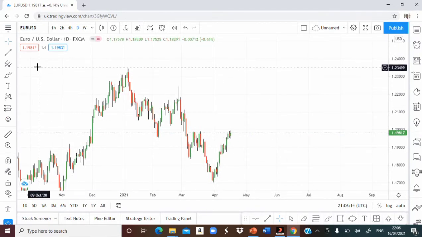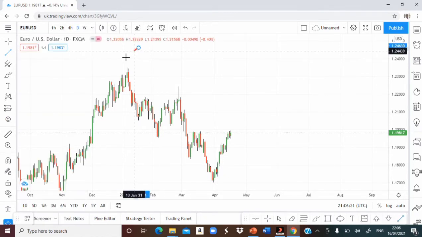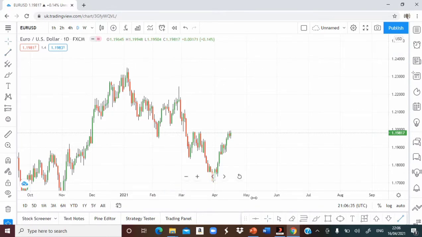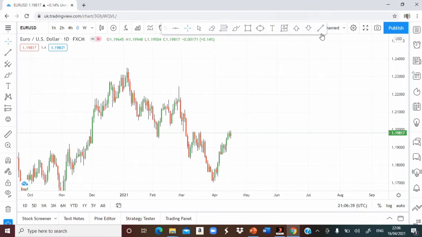Now remember, if you have not watched the video on trend line, please watch the video on TradingView. Let me have this on my favorites, trend line. It's already here, so I'll just drag it. You just click your trend line. You drag this first touch.